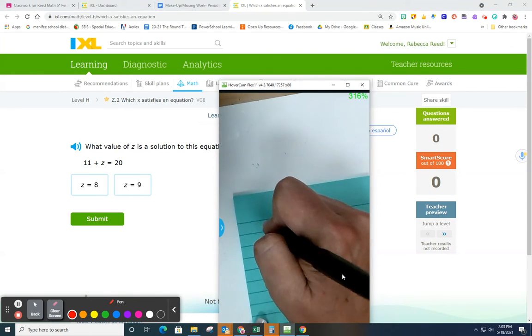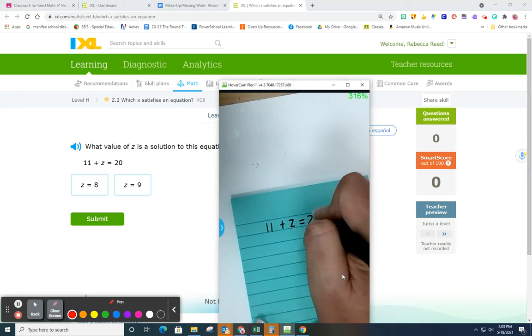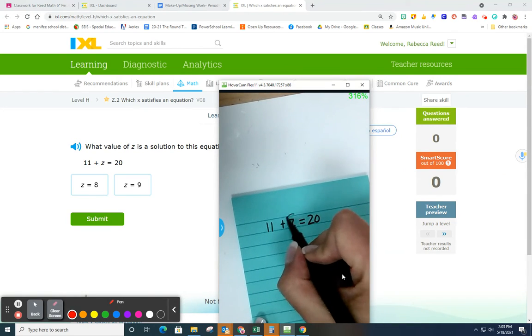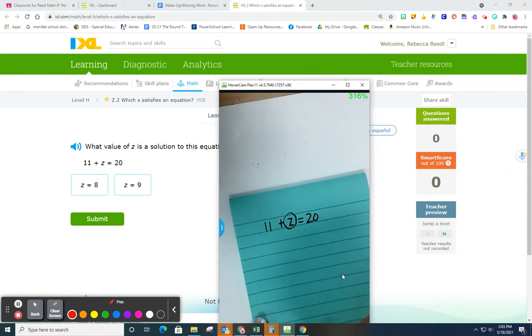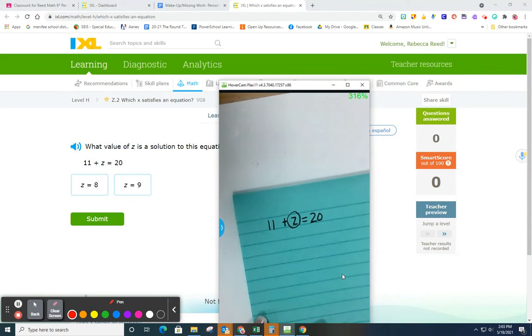And you need to go 11 plus z. Now remember, we use a letter. It could be any letter. In this case, it's z. That's our variable. And variables are used to represent or to take the place of some unknown number. We don't know what that number is, but we can figure it out.